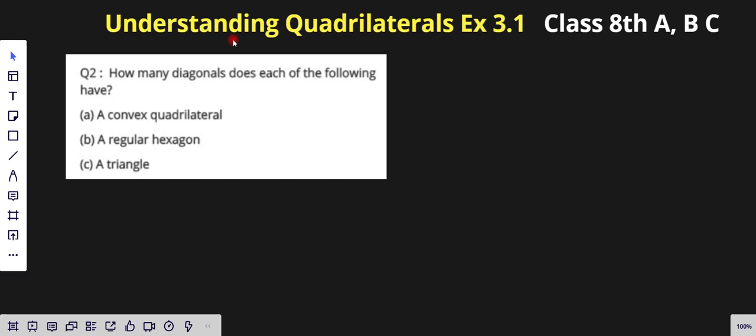The second question of your exercise 3.1 is: how many diagonals does each of the following have? I have already explained this term diagonal in the last lecture. Now first I need to explain to you what a convex quadrilateral is, and then how many diagonals it can have. For that I'll take one example. I'll draw one figure for you.